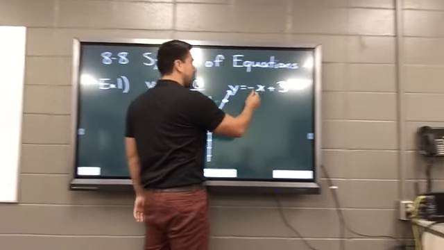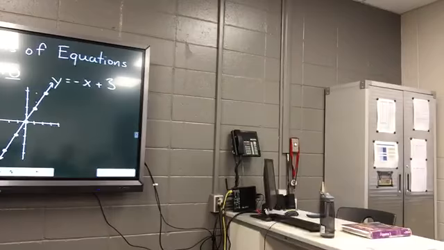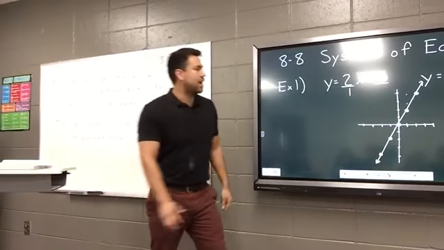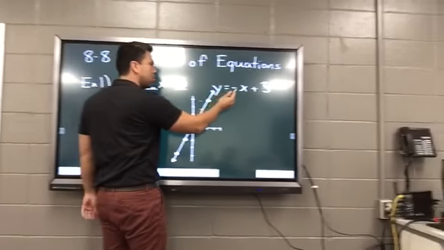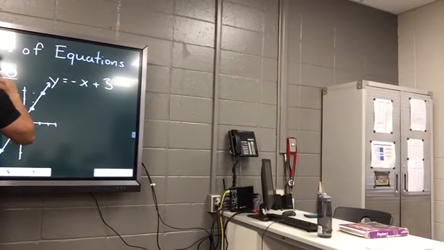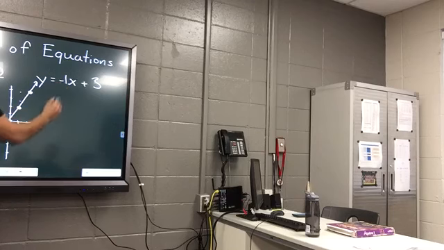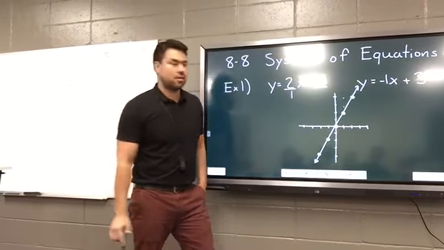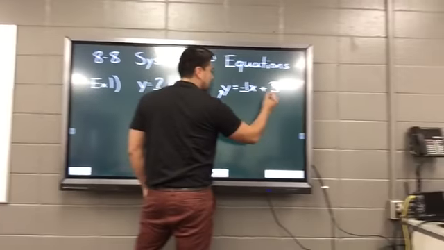Is y equals negative x plus 3 in slope-intercept form? Yes. Oh, yeah. Y is solved for, but what's the number in front of x? 1. Negative 1, right? Negative 1. And then what's the y-intercept? 3. Okay, so let me underline this.